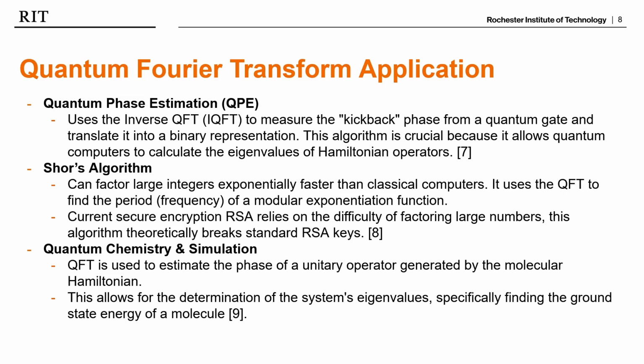Another one is Shor's algorithm. It can factor large integers exponentially faster than classical computers. It uses the QFT to find the period or frequency of a modular exponential function. Current secure encryption systems like RSA rely on the difficulty of factoring large numbers. This algorithm theoretically breaks standard RSA keys.